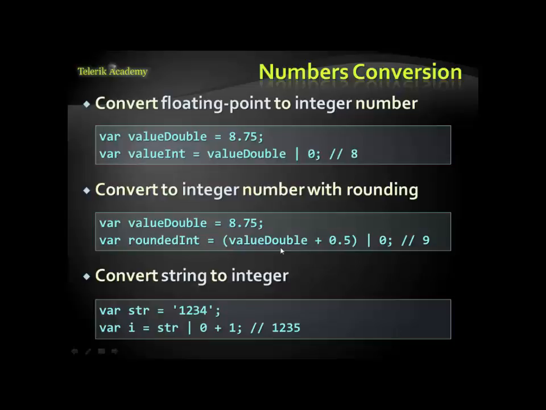Here's an example of how you can take a string and convert it to an integer. Again, this is not how I would do it, but once you make a numerical operation on a string that contains a number, JavaScript will be smart enough or dumb enough to try to follow what you're trying to do and convert things for you.